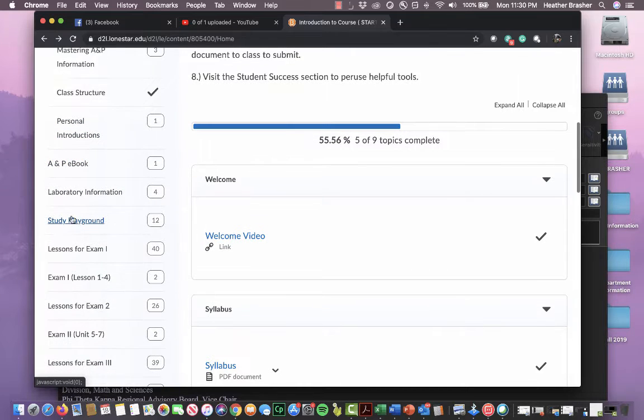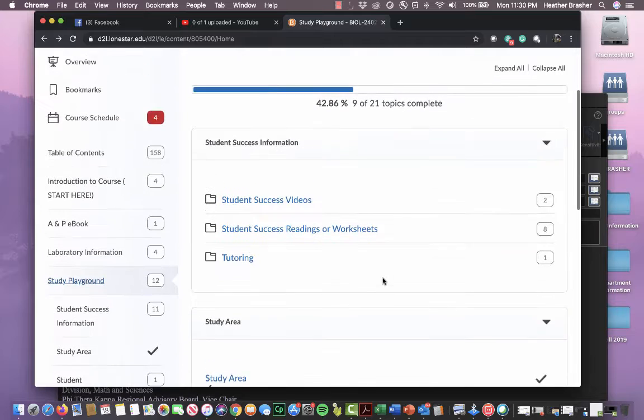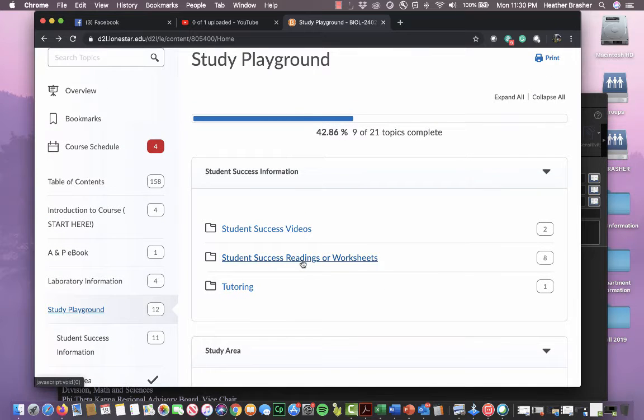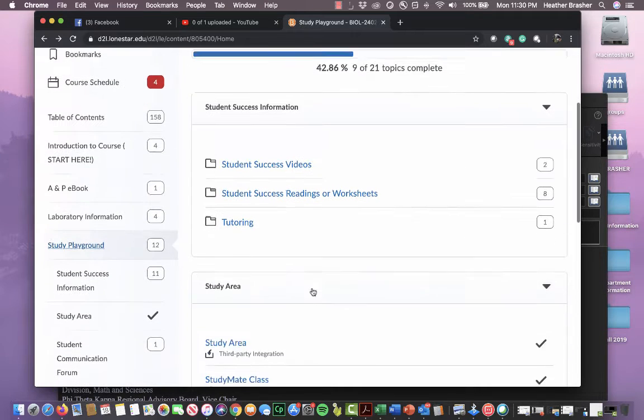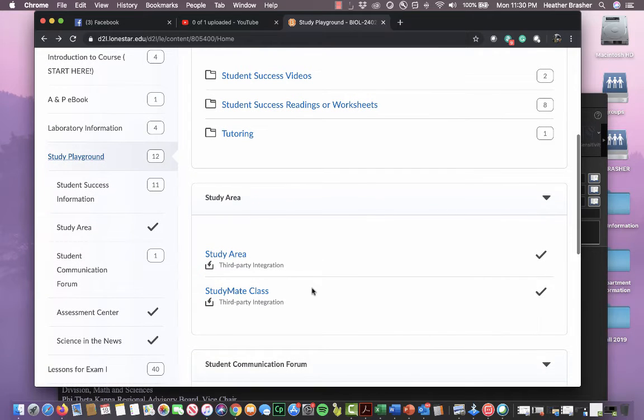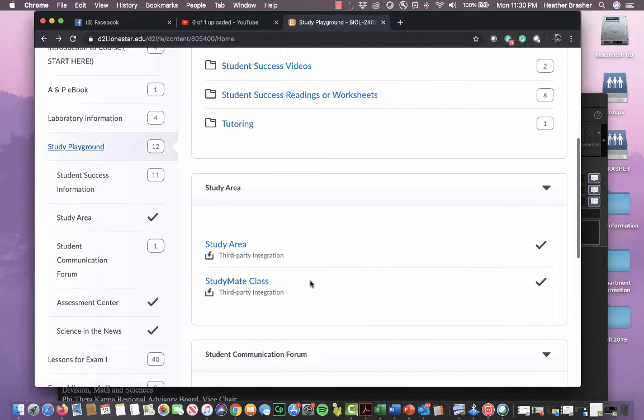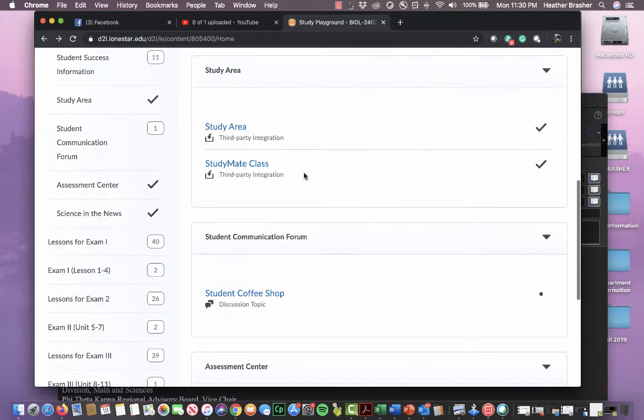Essentially, I have a little study playground that gives them student success videos and worksheets. The worksheets will tell them what kind of learner they are and what kind of environment they study in. It'll talk all about how to study and what techniques. There's a tutoring link here. There's a study area in here that goes to activities. I can go in there really quick so that you can see it.